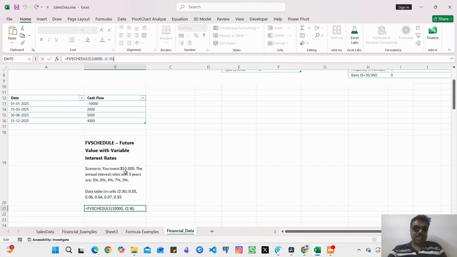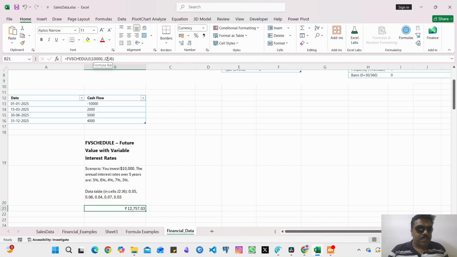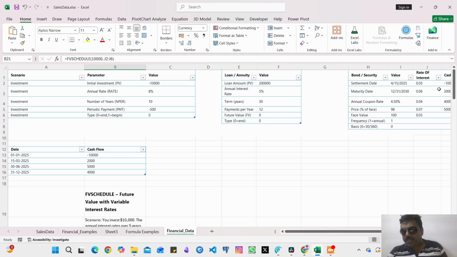Suppose we have invested $10,000 in an account for a 5 year period. The interest rates will be 5%, 6%, 4%, 7%, 3%. So what would be the future value of that $10,000? We can identify that by following this: FVSCHEDULE, $10,000, J2 colon J6. That is the table that I have been using for the rate of interest. It's over here. It has 0.05, 0.06, 0.04, 0.07, 0.03.